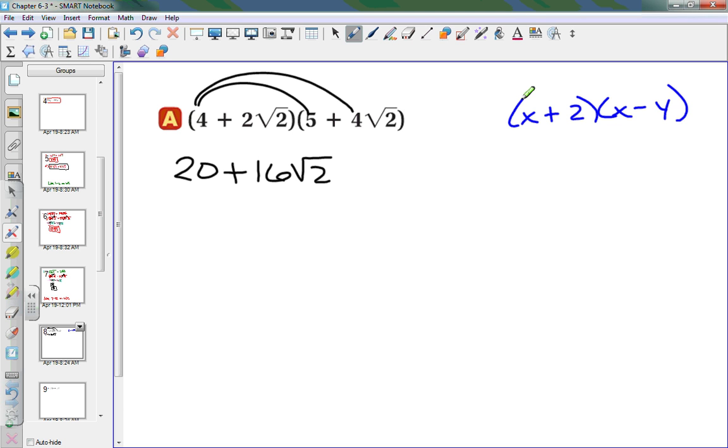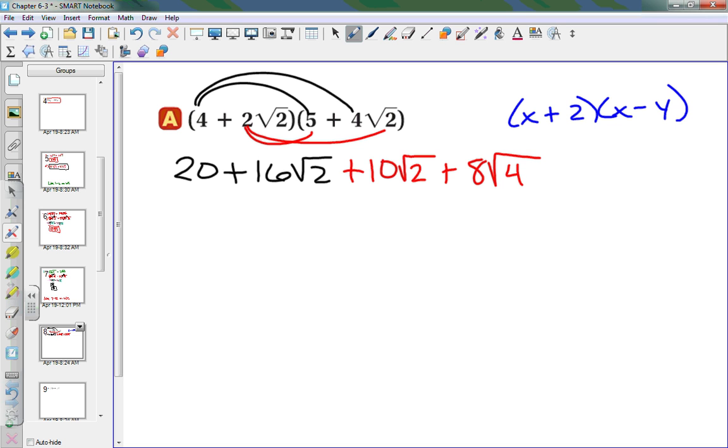2 times 5, 10. Do you see I put the numbers on the outside together and I'm going to tack on the square root of 2? Do we see that? Go to the next one. Now, what do I multiply together? The numbers on the outside, which are going to be 2 times 4, which gives you 8. And then I multiply the radicands together. What's the square root of 2 times the square root of 2? The square root of 4.